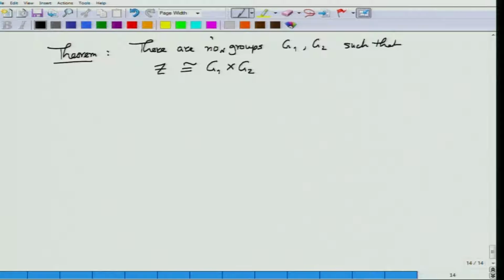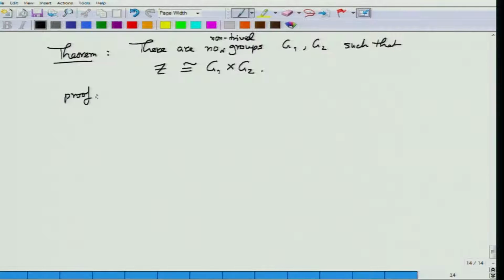And I should say, just to be very correct, there are no non-trivial groups. I can always define G1 to be Z and G2 to be just the identity element, and then obviously it is a product, but that is really not saying anything interesting. So, no non-trivial groups. A non-trivial group is a group which is something more than the identity.